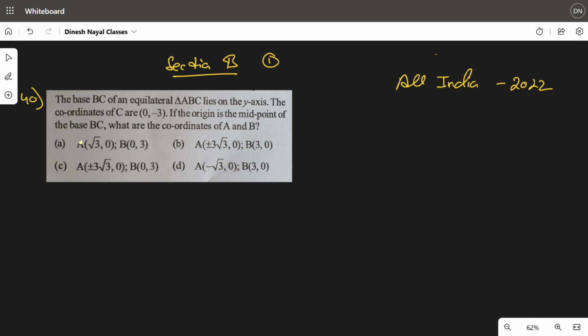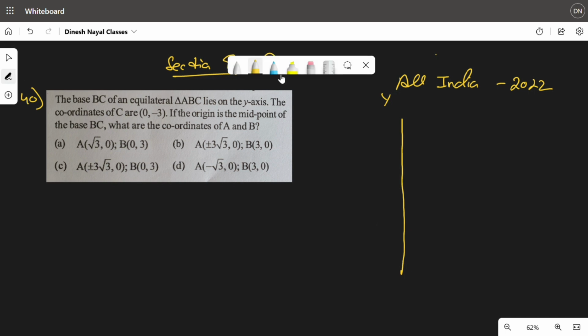Now the question is: the base BC of an equilateral triangle ABC lies on the y-axis. So let's make this as the y-axis. The coordinates of C are 0, -3. So write the coordinates of C. It's obvious the first coordinate will be 0 because this is on the y-axis. 0, -3. This is the point C.